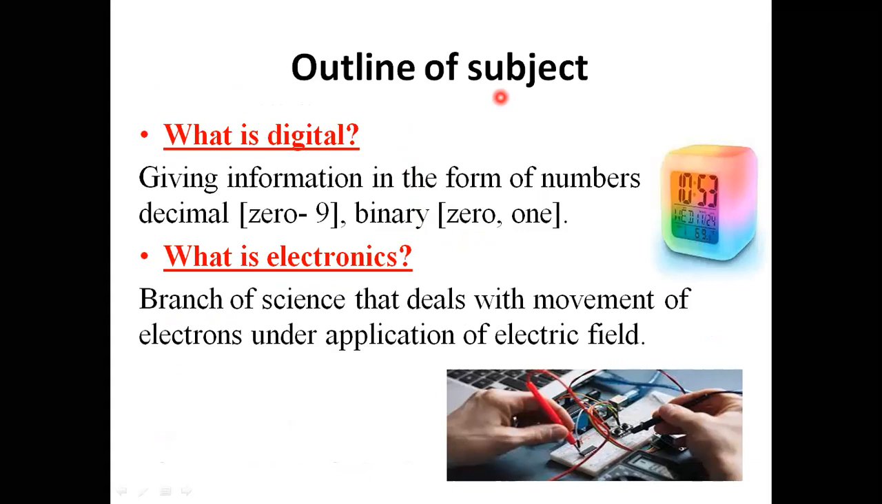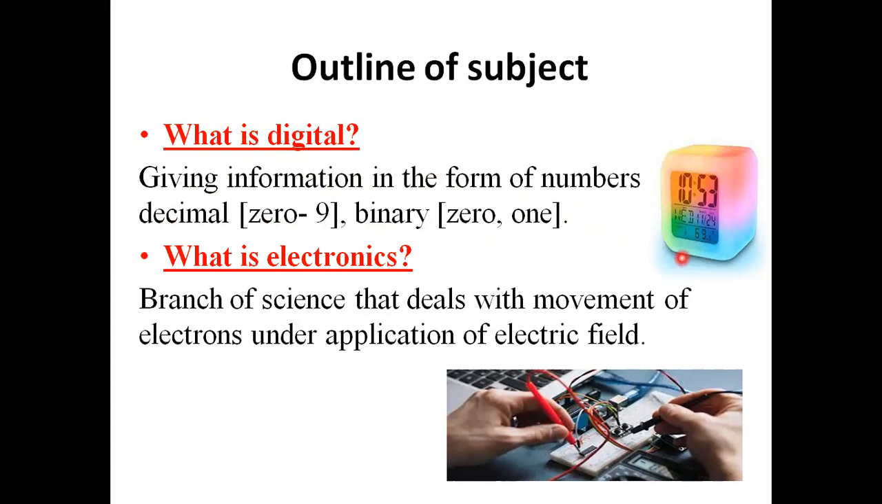So, digital electronics. First, we want to know what is meant by digital. The word digital comes from the word digit, which means giving information in the form of numbers. If you say decimal numbers, you can have from 0 to 9, and if it is binary, you will include 0 and 1. This is an example of a digital clock alarm setup, and here your data will be accurately shown in the form of digits.